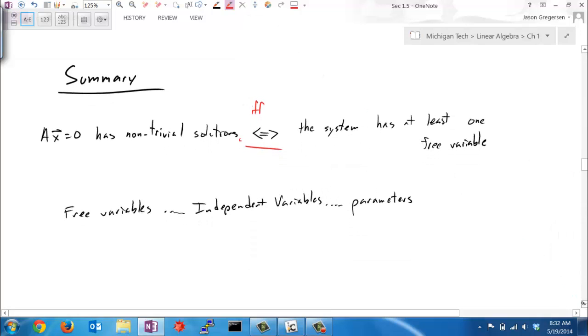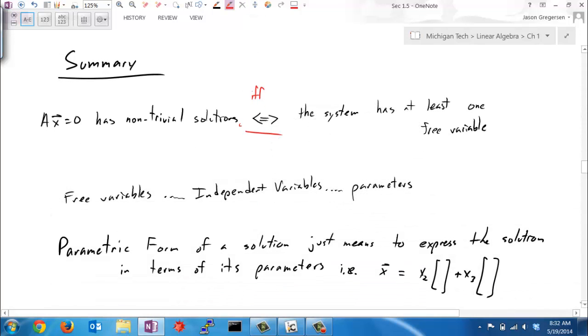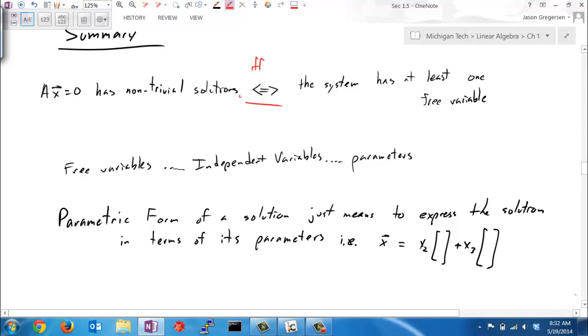So one of the other topics for this section is to write our solutions in parametric form. The idea is these free variables are basically our parameters, and writing a solution in parametric form just means to express the solution in terms of its parameters. So here's an example of me expressing it in terms of its parameters. The reason I write it like this, x is some value, some parameter, times a vector plus this other value times a vector, is because it's easy for me to generate specific solutions.